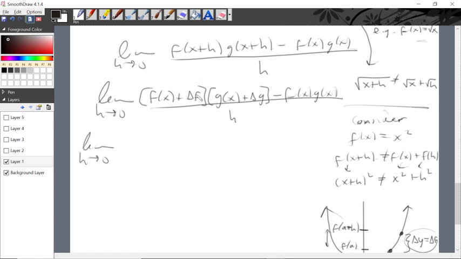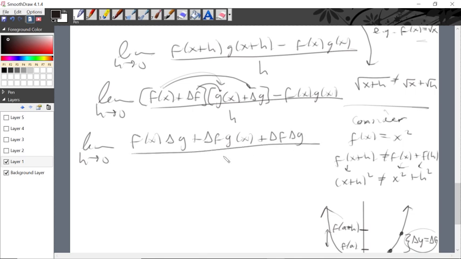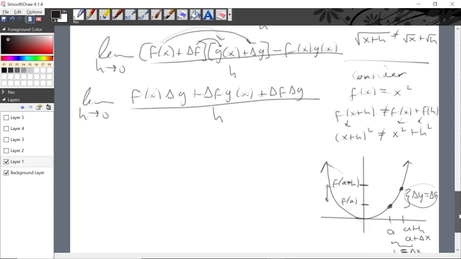So we can expand these terms in the numerator. We're going to have an f of x times g of x right here, and then we're going to subtract an f of x, g of x out here. So those are going to cancel. And then we're also going to get an f of x times delta g from here, and a delta f times g of x from here, and then finally we're going to get a term that is the product of the deltas, a delta f delta g, and that's over h.